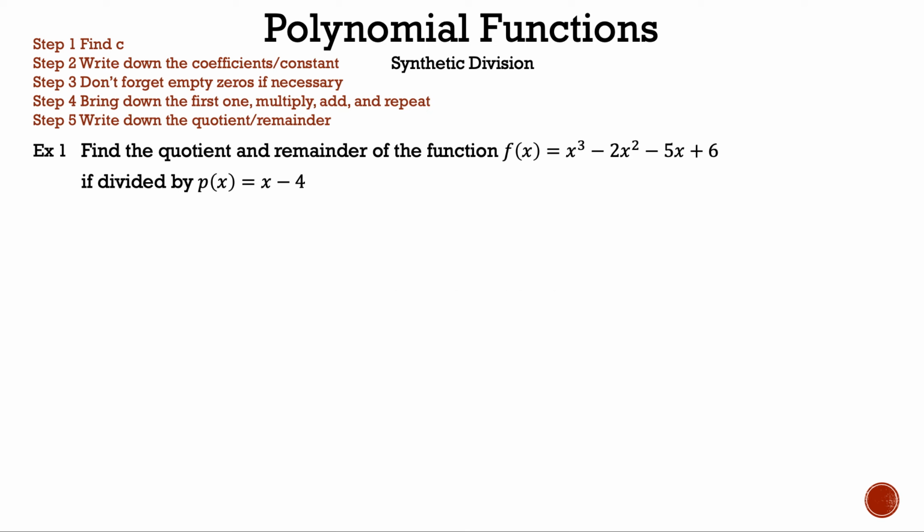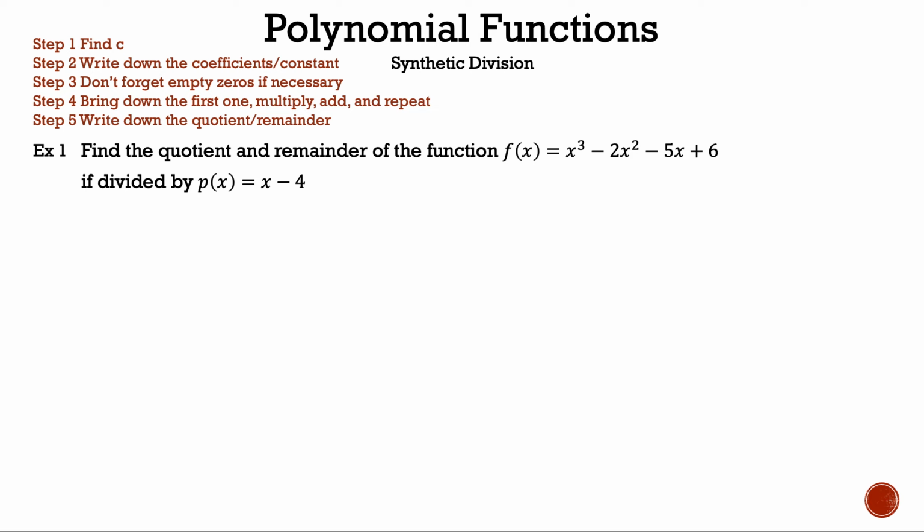Now, let's read the steps. Step 1. Find c. Step 2. Write down the coefficients and the constant. Step 3. Don't forget empty zeros if necessary. Step 4. Bring down the first one, multiply, add, and repeat. Step 5. Write down the quotient and the remainder.